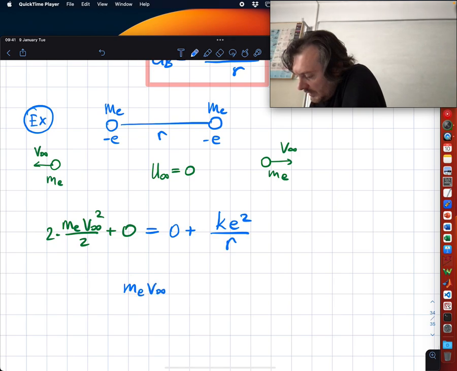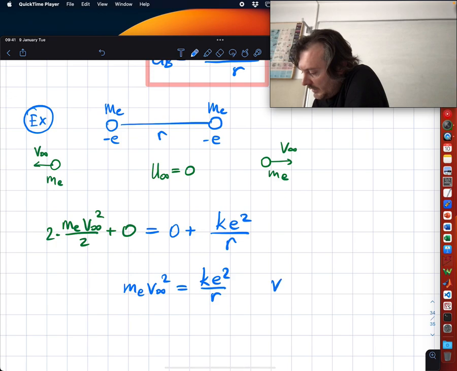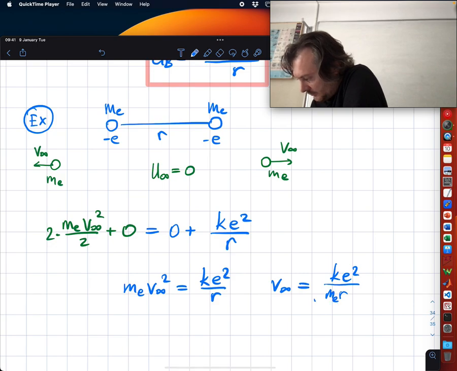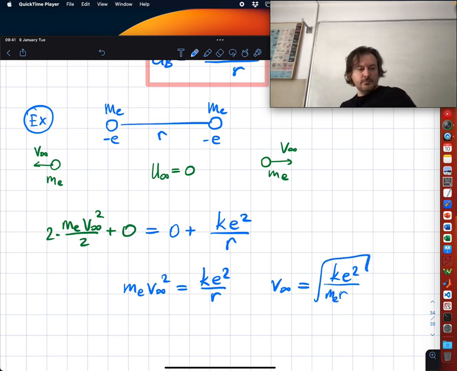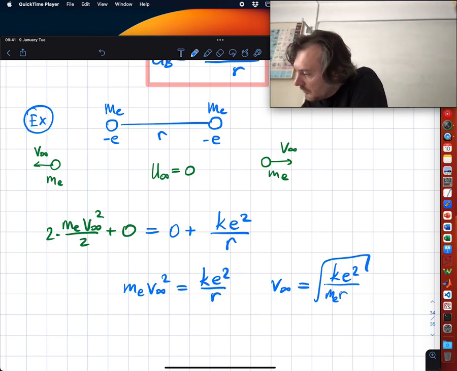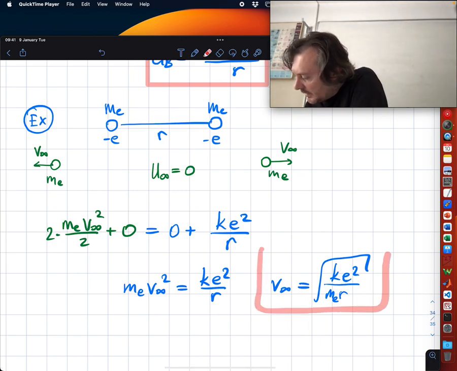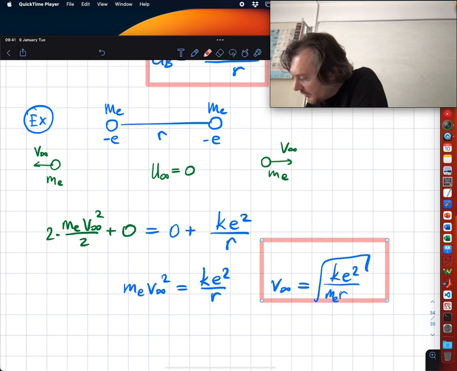Me v infinity squared equals Ke squared over r. V infinity is equal to the square root of Ke squared over r m_e. Okay? Nice application of potential energy.